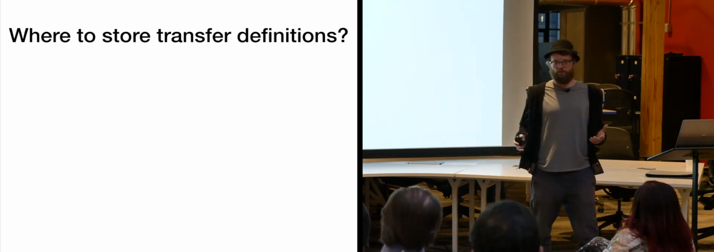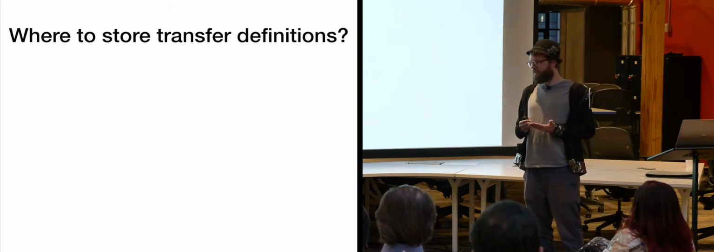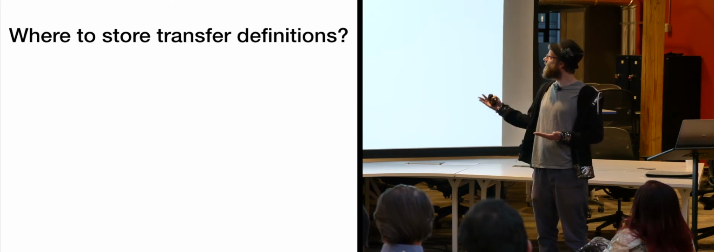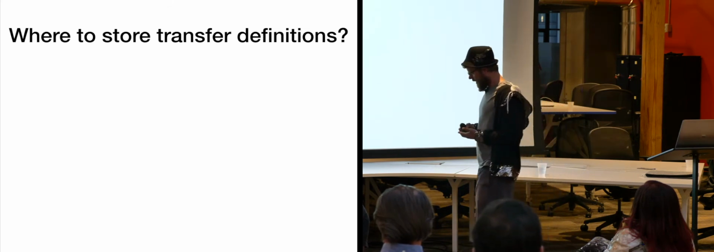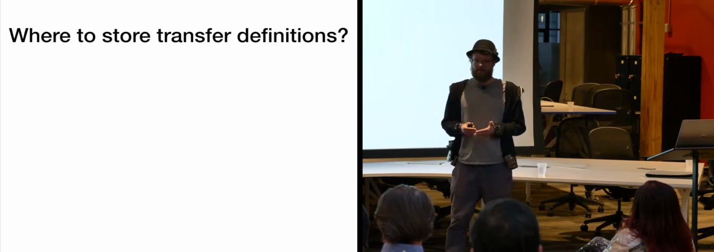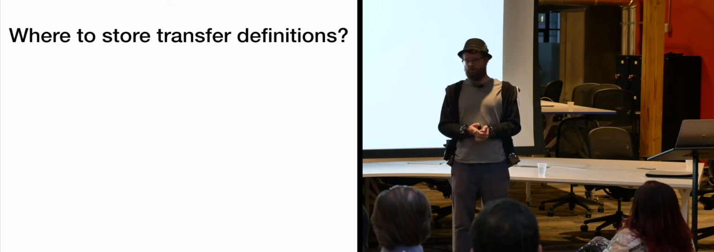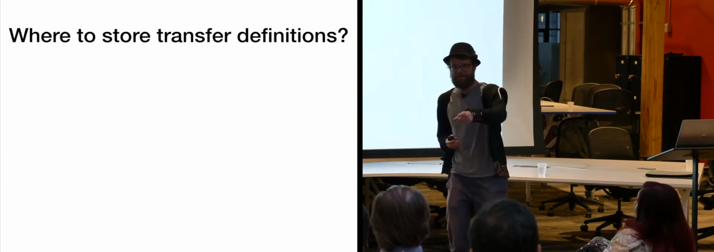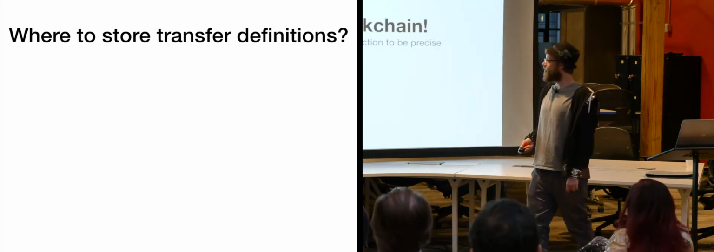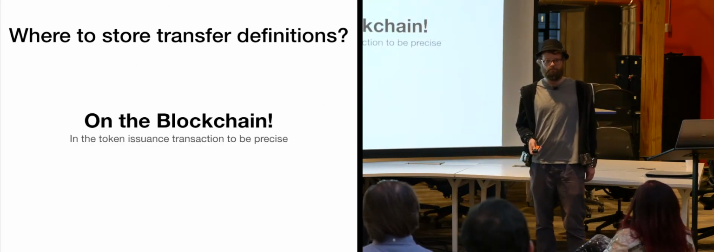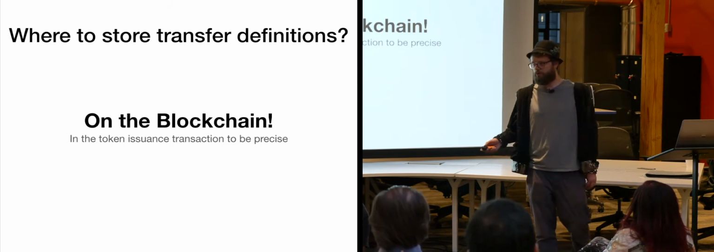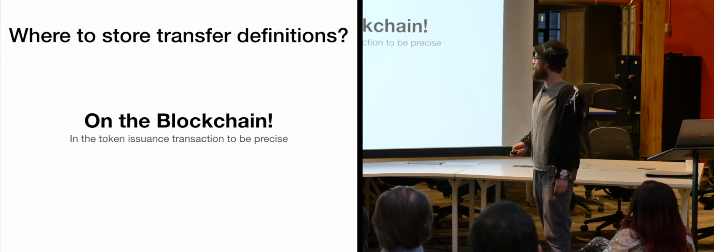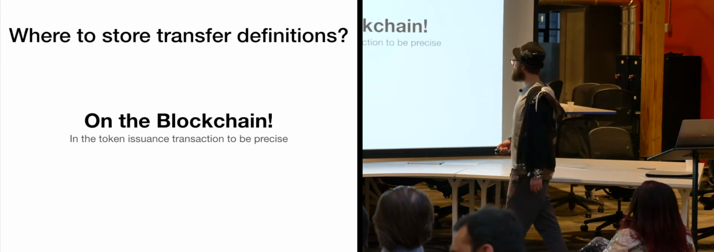We need to store it in some place where we're guaranteed that it never changes, and that we can always find it at the same place. Does anybody know a storage device with these properties? I think you said it. Blockchain, that's it. I'm going to store it on the blockchain. That's what Ethereum does, they store their smart contracts on the blockchain. We'll store our smart contracts, JavaScript, Go, whatever you want, on the blockchain, and more specifically in the issuance transaction.